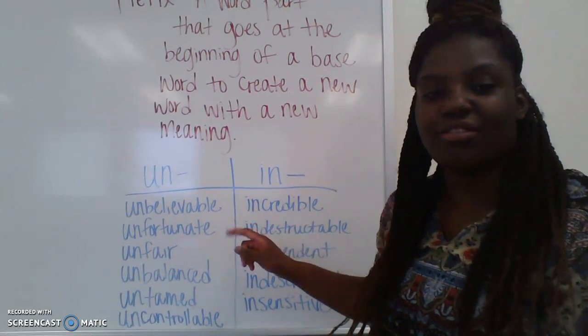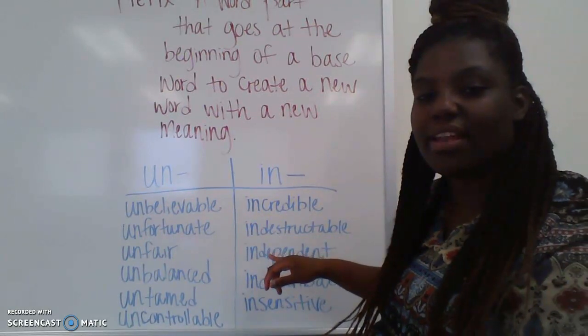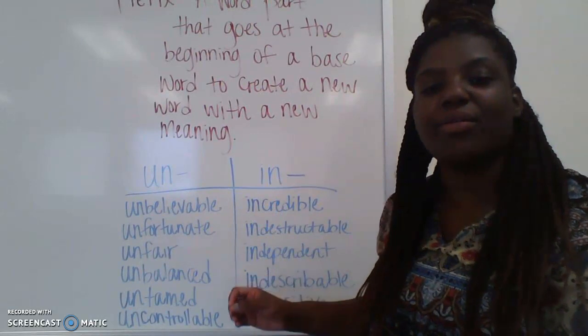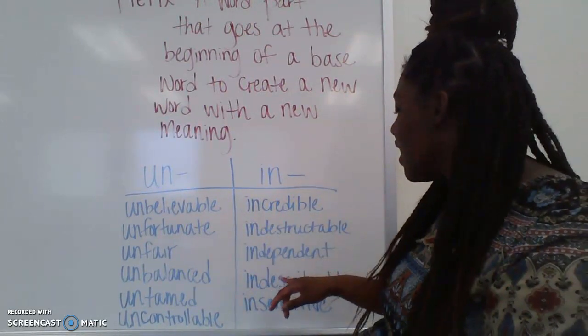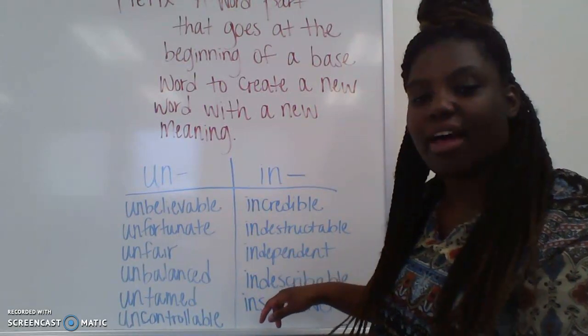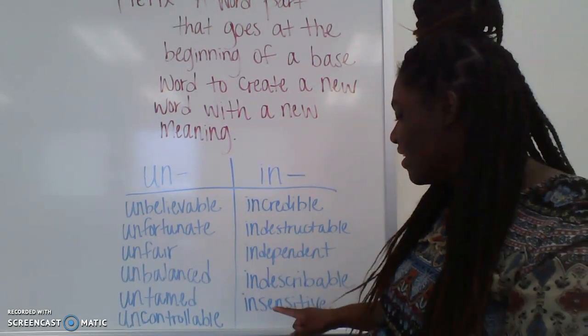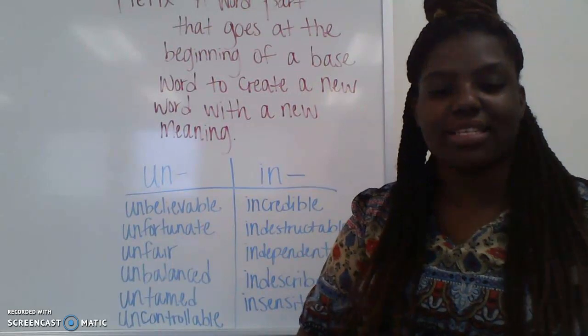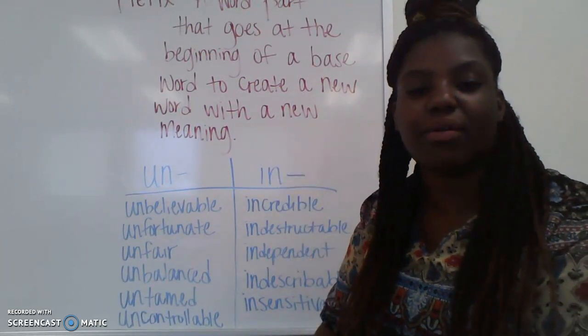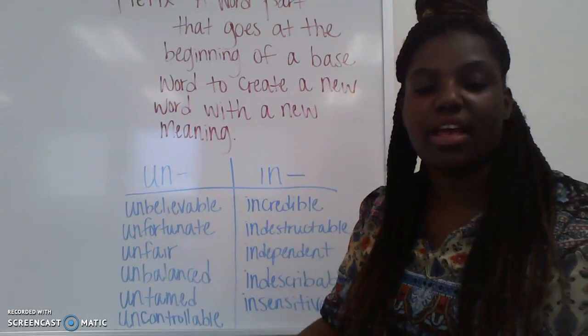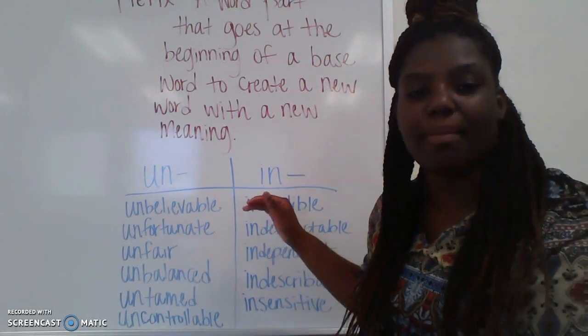Indestructible, it cannot be destroyed. Independent, so they can do it on their own. They don't need to be dependent on someone else. Indescribable, it cannot be described. And insensitive, so not sensitive. So un and in, those prefixes both give us the opposite of what that base word is.